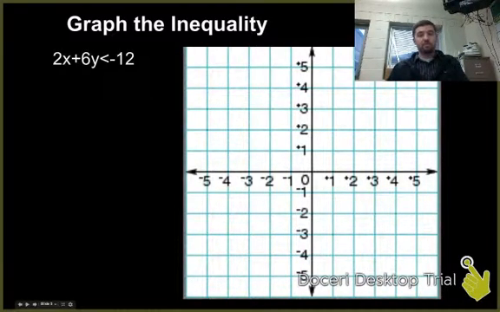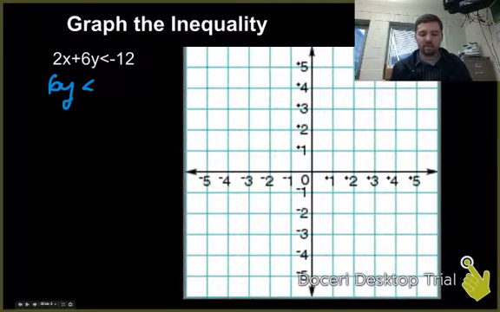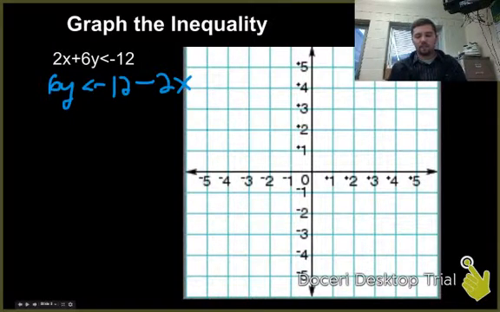Now, my first step is put in slope-intercept form. This is not in slope-intercept form, so I better do that first. So this is 6y is less than negative 12 minus 2x. Okay? Actually, you know what? Can we make this less than or equal to? I think that would be good to do an example of less than or equal to. All right? Divide both sides by 6.